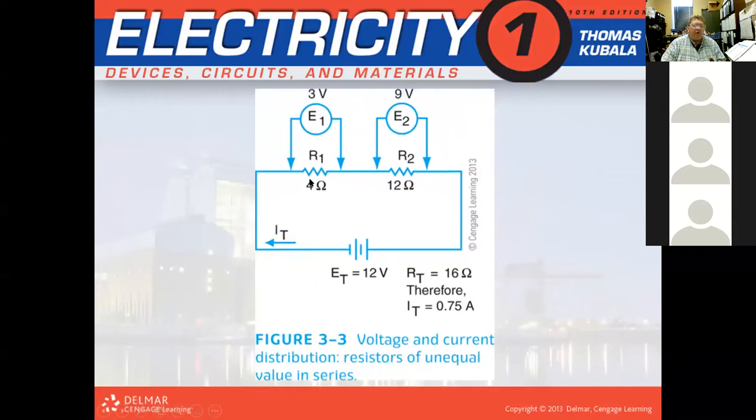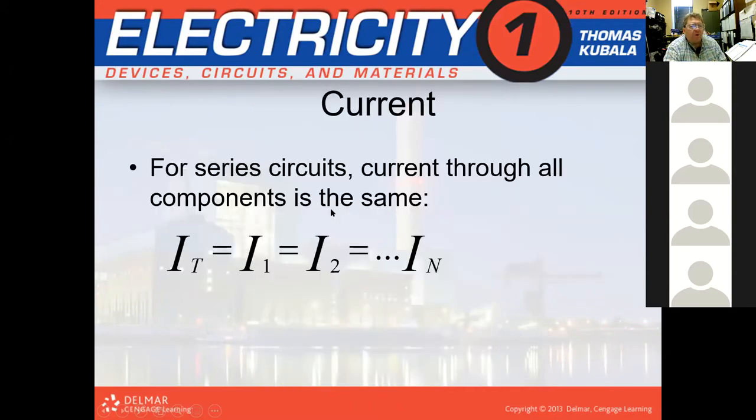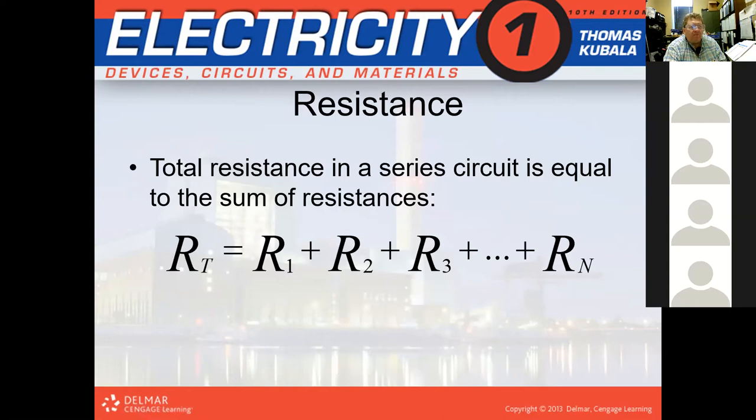Now, when you have resistors that are different values, the way that you go about solving is this. Your R total is going to be, how do you figure R total? For total resistance, if I go forward, you see that rule right there? That's your rule. You just add the resistors up, and it gives you R total.